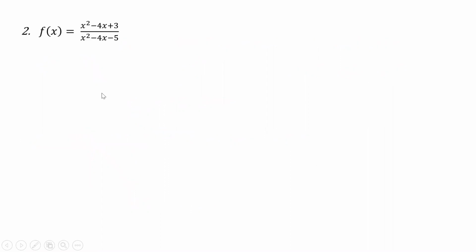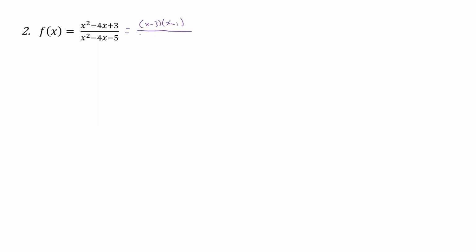Now let's look at one more. On this one, we don't have it in factored form, so we get to factor it. If we think about this, this is going to be (x minus 3)(x minus 1), because negative 3 times negative 1 is plus 3, and then negative 3 minus 1 is minus 4.